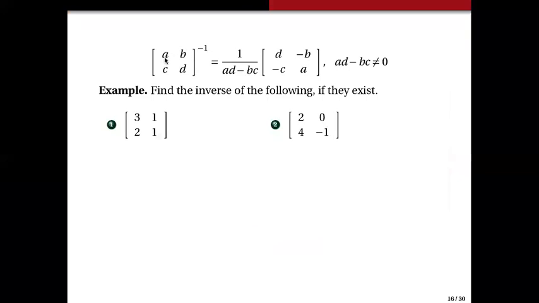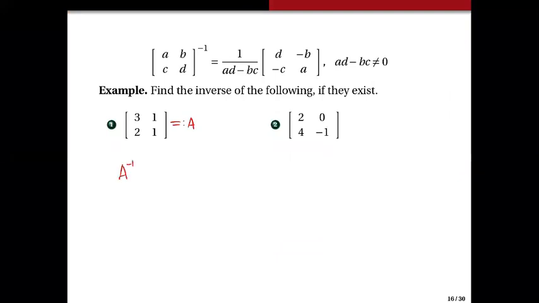So, again, you have a 2 by 2 matrix A, with entries A, B, C, D here. You want to get the inverse. It will be 1 over AD minus BC times this matrix, provided that this AD minus BC is not equal to 0. Okay? So, let's look at these examples. Say this is our matrix A here.